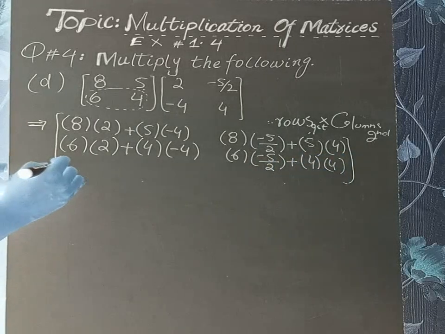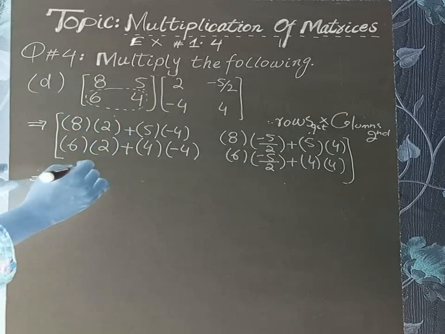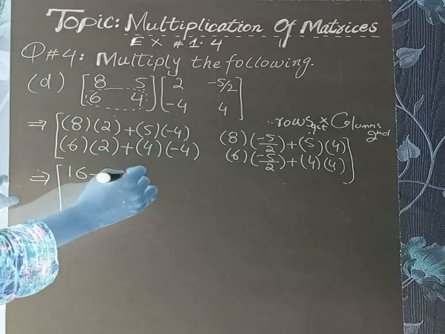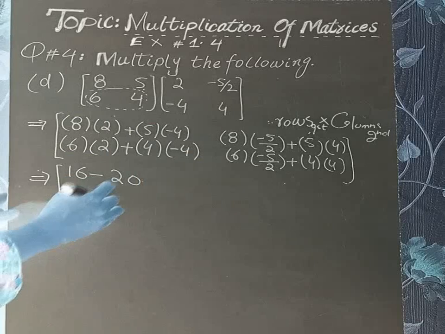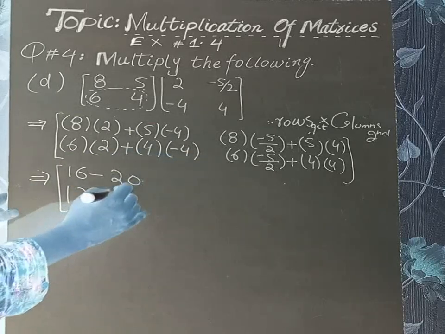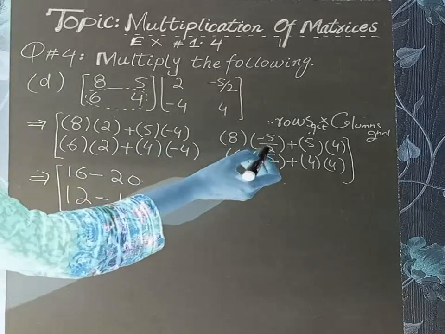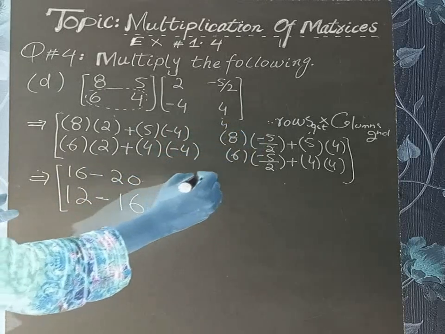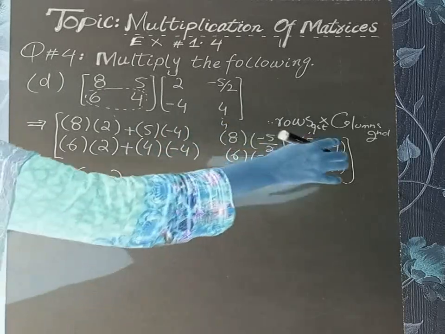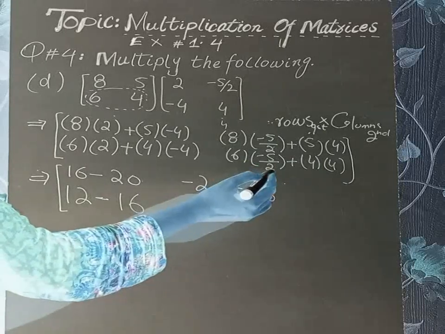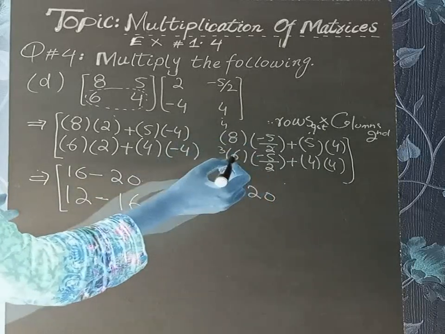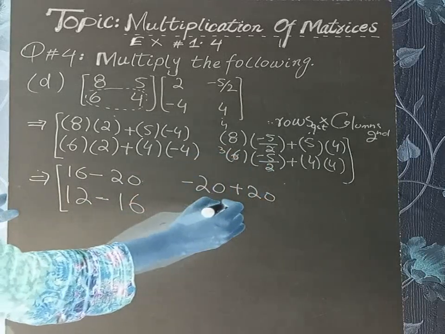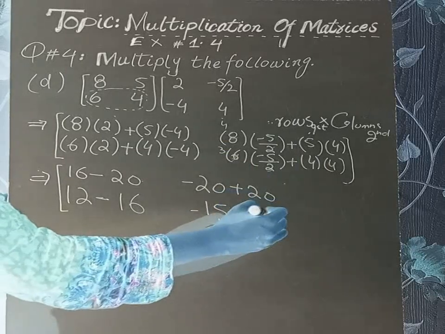Now we will simplify this. 8 2 times 16 plus minus minus 5 4 times 20. 6 2 times 12 plus minus minus 4 4 times 16. This would be cancelled. 2 4 times minus 4, 5 4 times 20 plus 5 4 times 20. Here 2 will be cancelled by 3. 2 3 times 6. So 3 multiplied by minus 5, minus 15 plus 4 4 times 16.